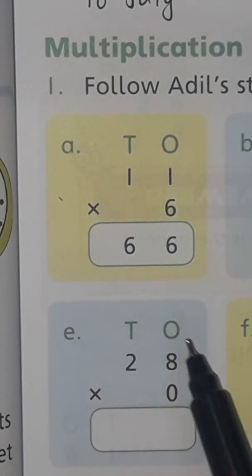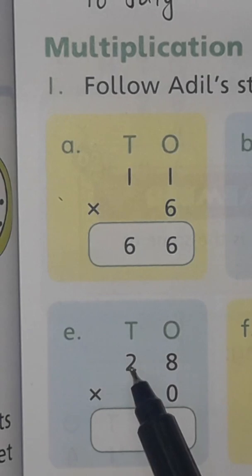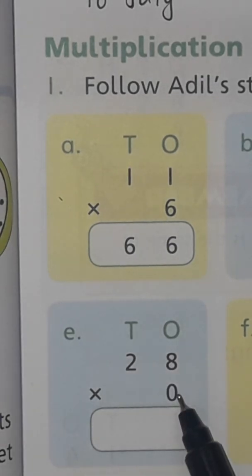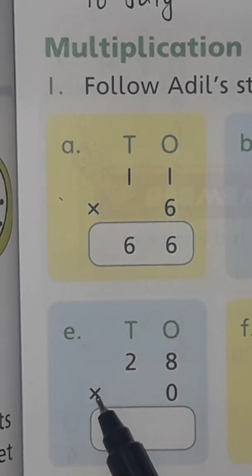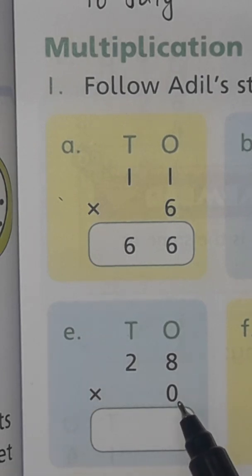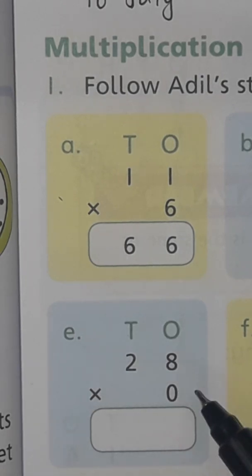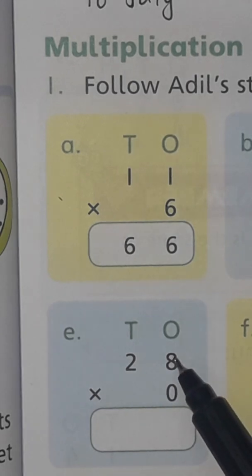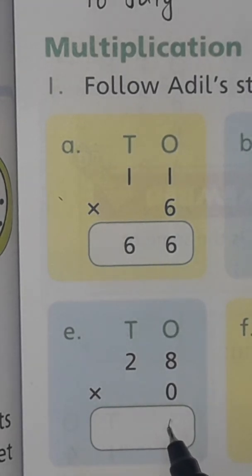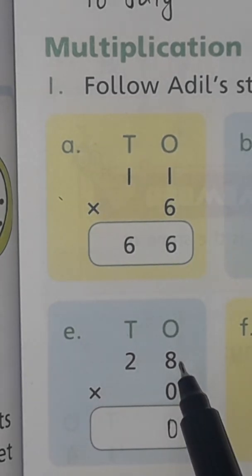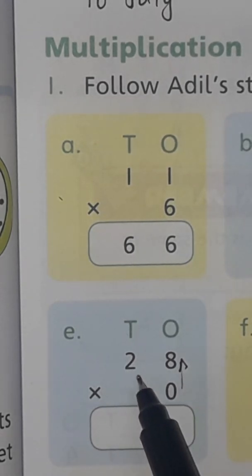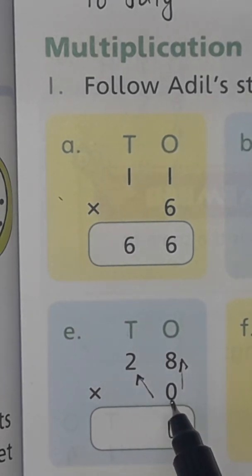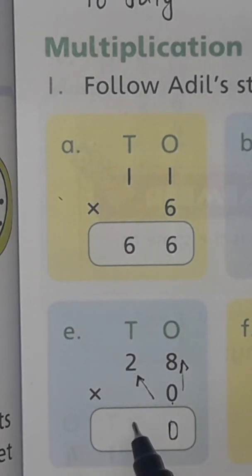E. Ones, tens, start from one side. 28 multiply by 0. This is a sign of multiplication. Here is 0. 0 multiplied by any number is always 0. 0 8s are 0. 0 multiplied by 2 is 0. The answer is 0.